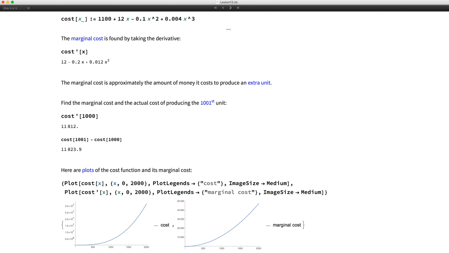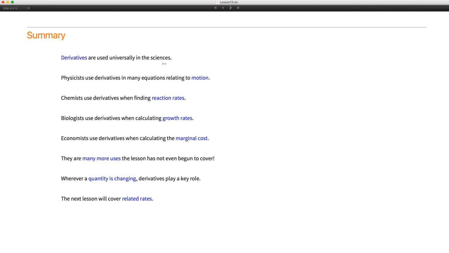Okay, so that brings me to the end of this lesson. And the main point is that derivatives are used universally in the sciences. So if you're a physicist, you might use them to study motion. And if you're a chemist, you might use them to study reaction rates. But if you're a biologist, you might use them to study growth rates. And finally, it's not just the natural sciences, but also social sciences. So in economics, you might use derivatives to find the marginal cost.